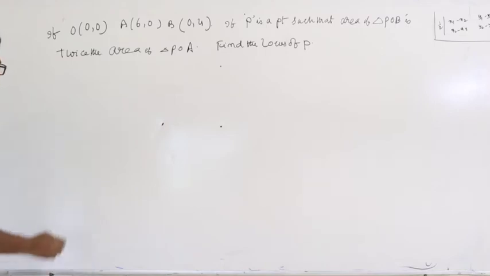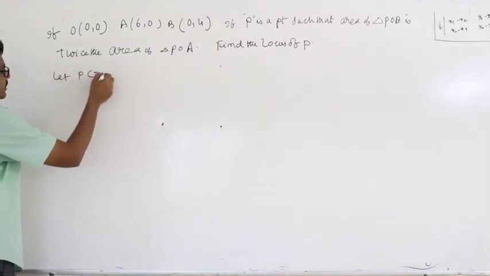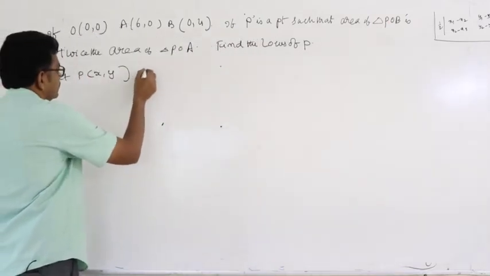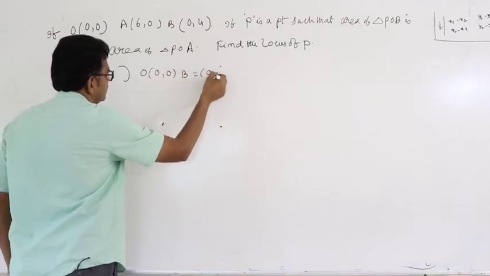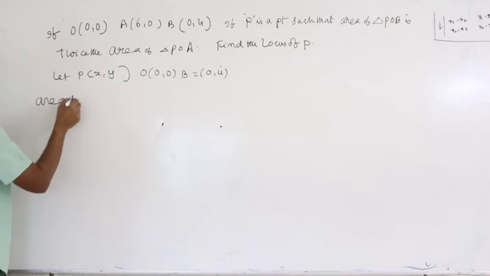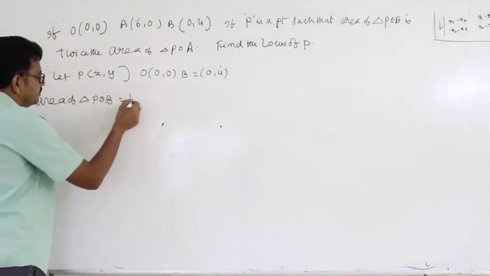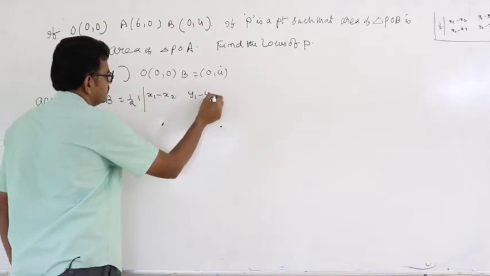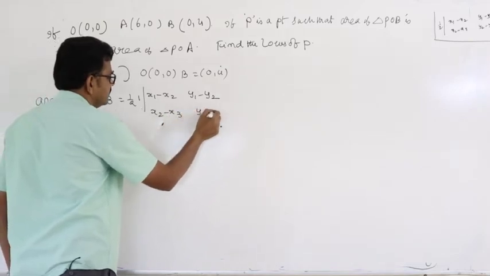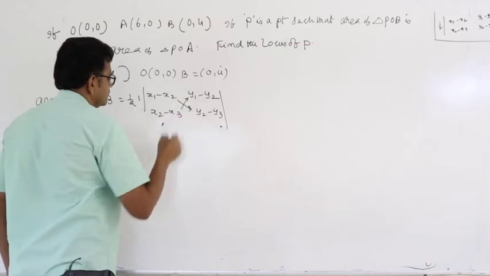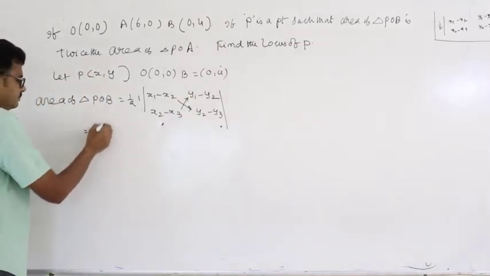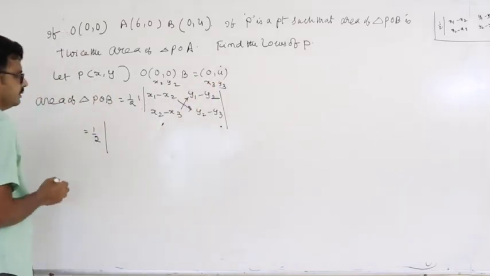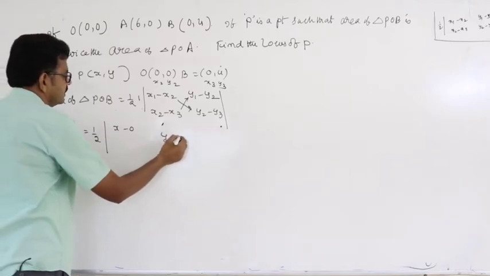First of all, let P(x, y) be a point on the locus. First, find the area of triangle POB, where O is (0,0) and B is (0,4). The area of triangle POB is equal to half the modulus of the determinant: x1 minus x2, y1 minus y2, x2 minus x3, y2 minus y3, product of these two minus product of these two. That is half, with (x1, y1) being x minus 0 and y minus 0.